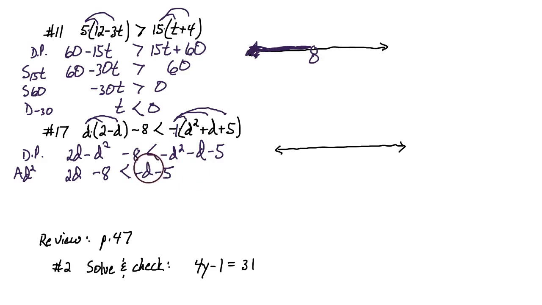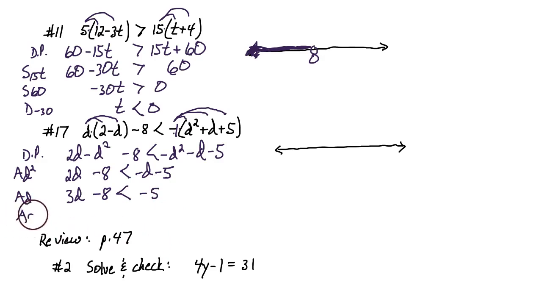Now let's take care of this d term that's on the right side. We want this to cancel away. How do you do it? If it has a negative d, what's the transformation step that you do? You add a d. 2d add 1d is 3d. Negative 8 less than, and over here on the right, the negative d add d cancels away. That's why we chose to add the d. And we still have the negative 5.